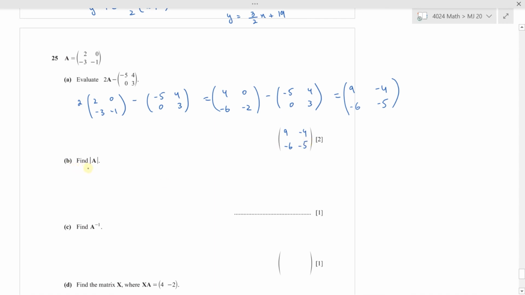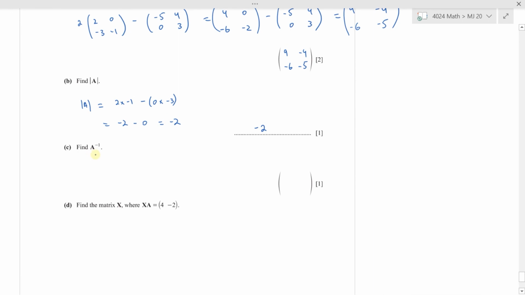Part B is find the determinant of A. So determinant of A will be these two values multiplied minus the product of these two. So determinant of A will be 2 into minus 1, then minus 0 into minus 3. So this will be minus 2 minus 0, which is just minus 2. So your determinant here is minus 2.